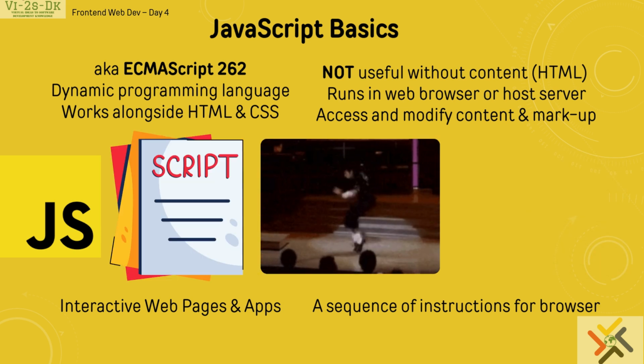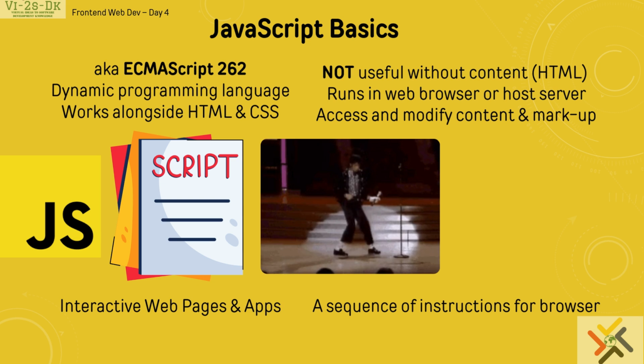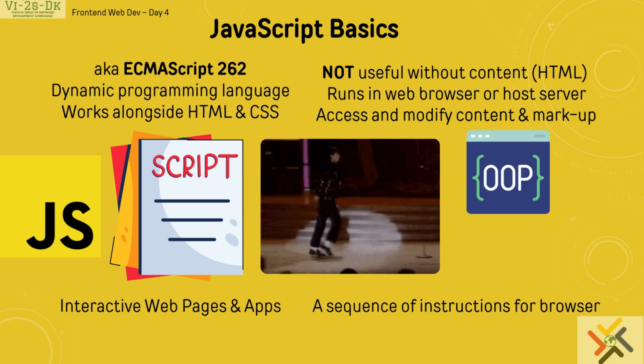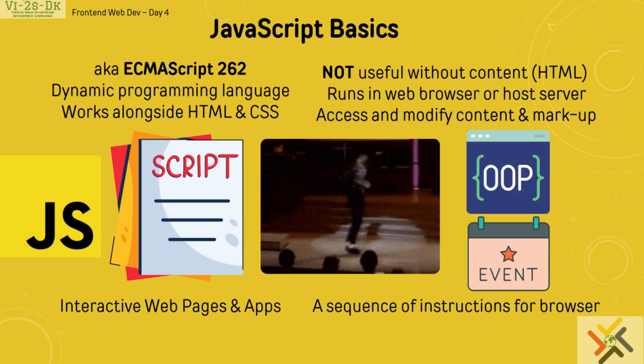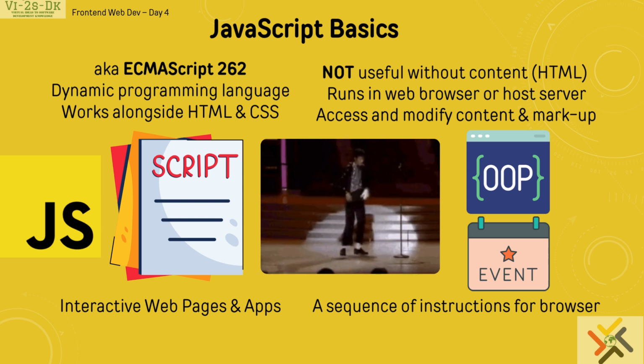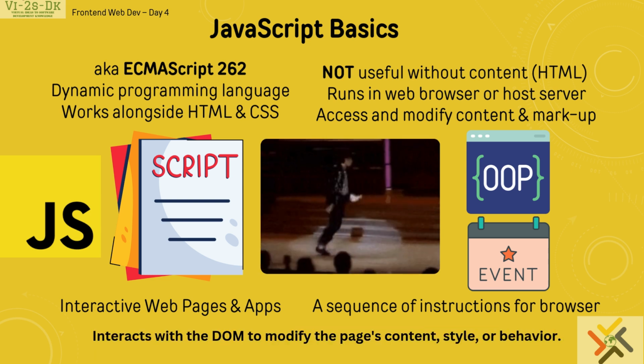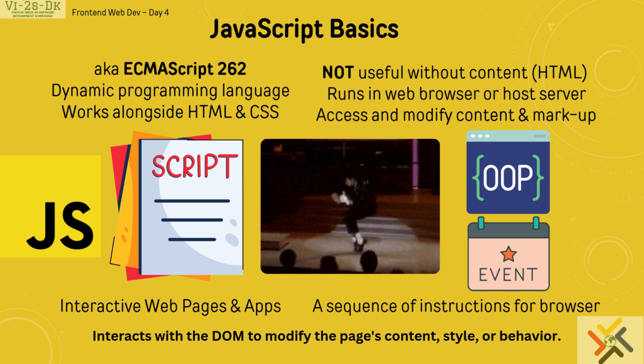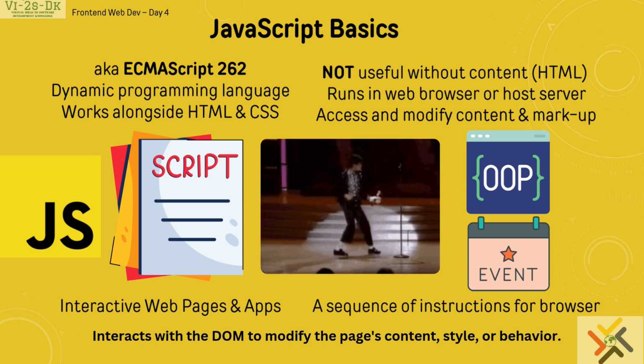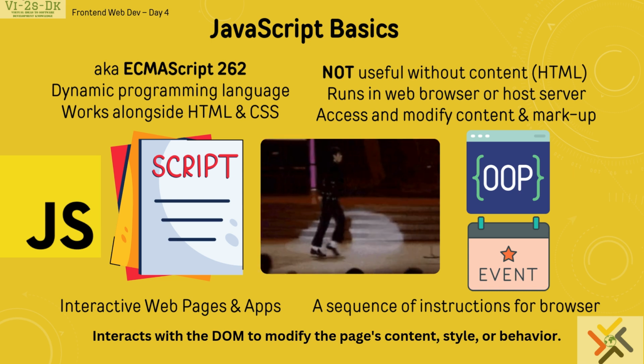JavaScript is actually a scripting language, so it has a sequence of instructions that don't need to be compiled. All right, but it also is object-oriented. It can create and modify objects, and it's driven by events. These events help us to modify the page's content, the style, or the behavior.